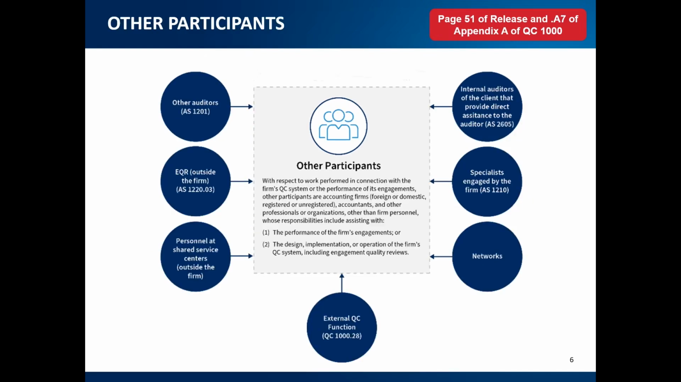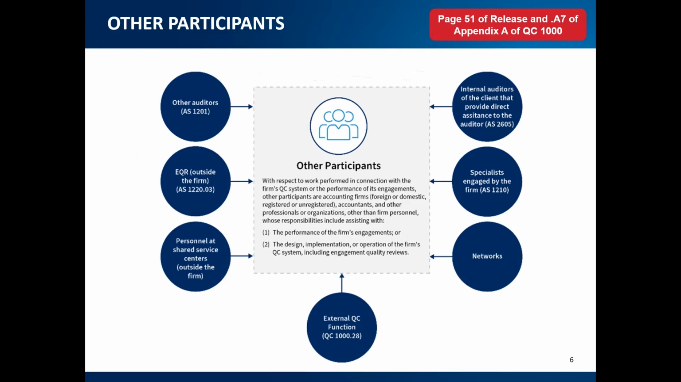If a firm's people resources do not fit the definition of firm personnel, then they generally are other participants. Here's a graphical depiction of the definition of other participants from the adopting release, which can be found on page 51. The definition can be found in paragraph A7 in Appendix A to QC 1000.